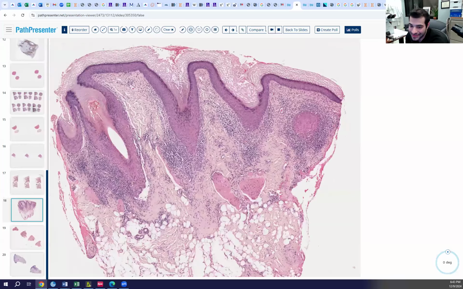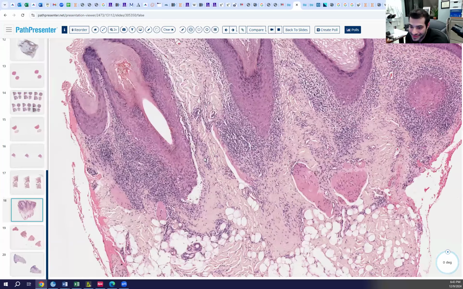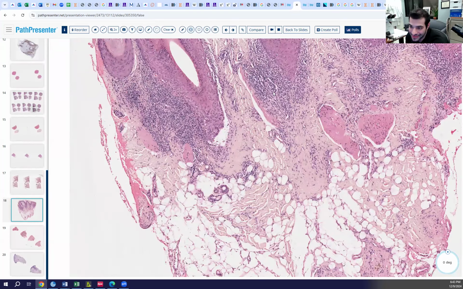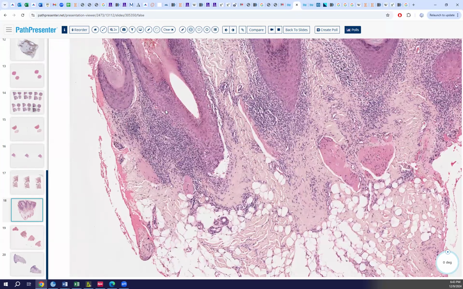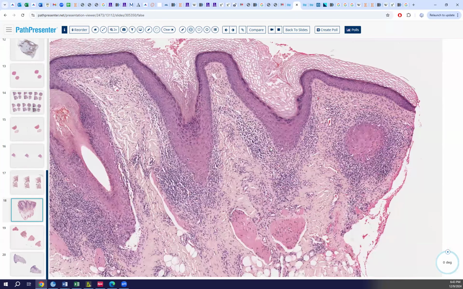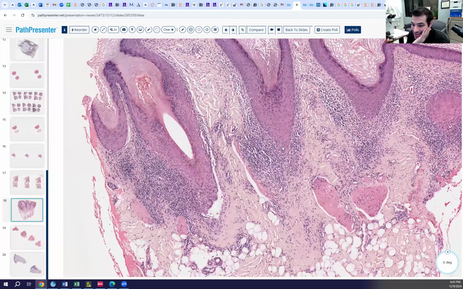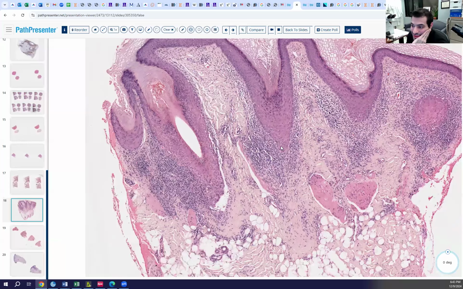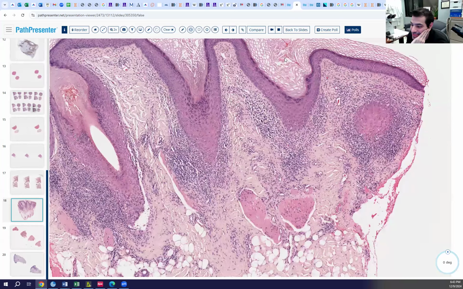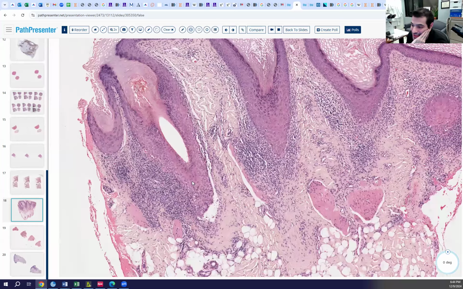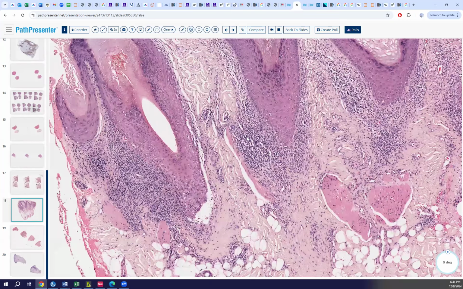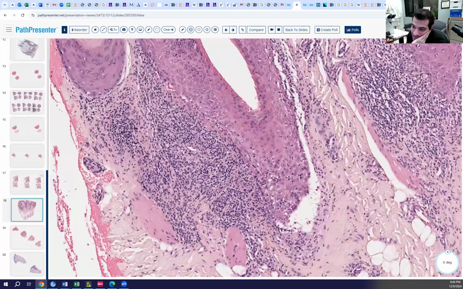What are these hair follicles missing? Well, they're not missing erector pili muscles because you see them right here. Sebaceous glands. So is this going to be scarring or non-scarring? Scarring alopecia, like LPP or CCCA.